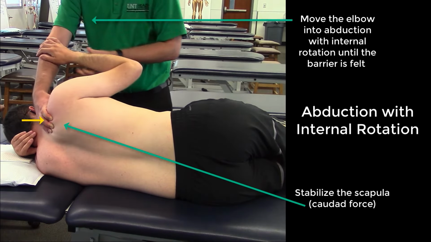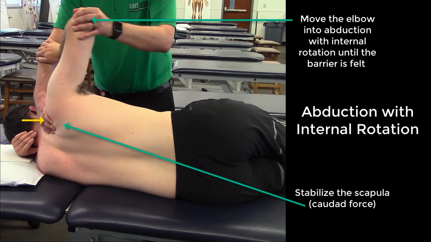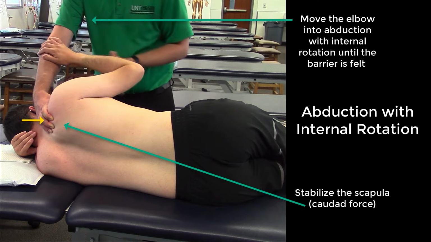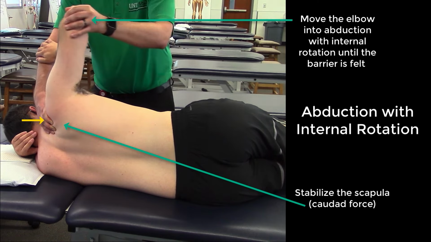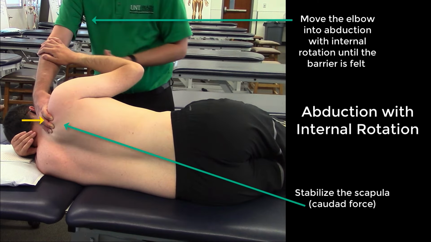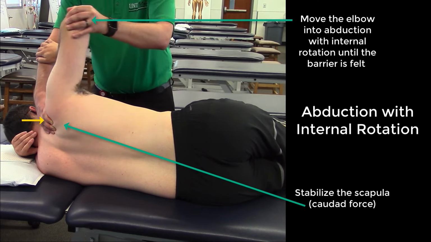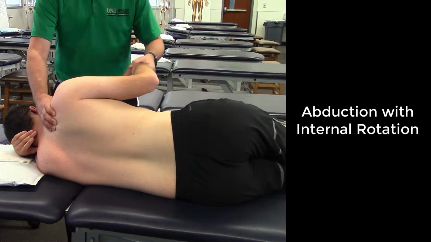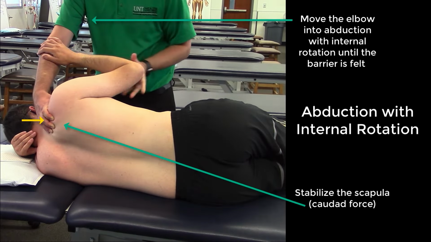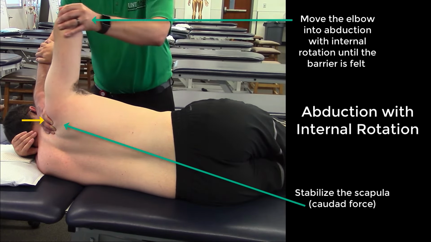Moving right ahead with abduction with internal rotation, stabilizing the scapula, try to see if you can appreciate the quality of the barrier at the end of abduction. If the barrier is reached earlier in abduction with restriction, then you would name this right adducted glenohumeral joint.